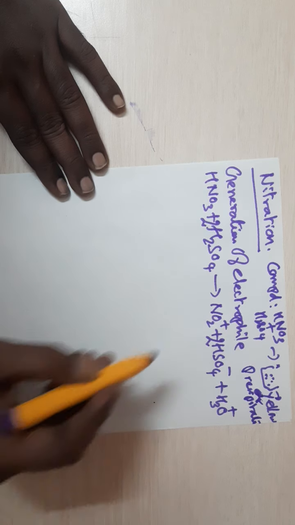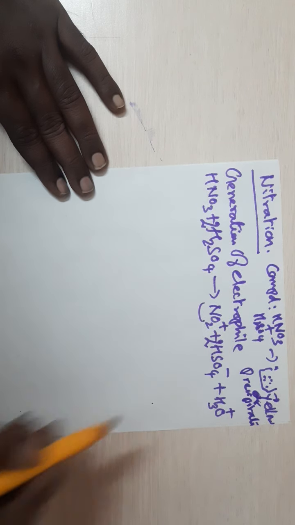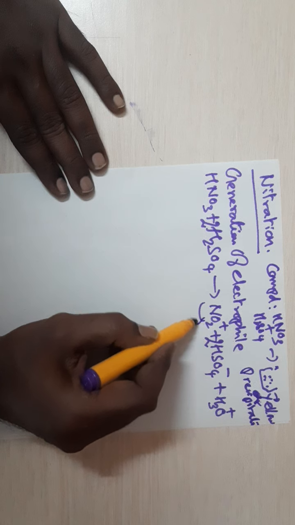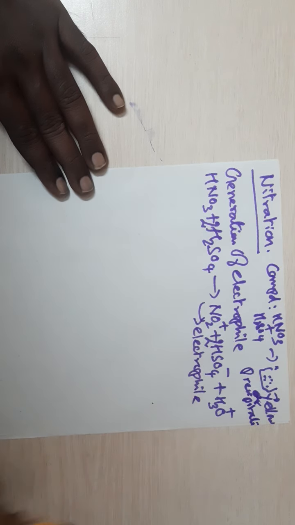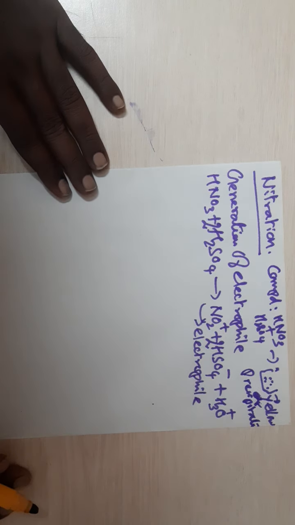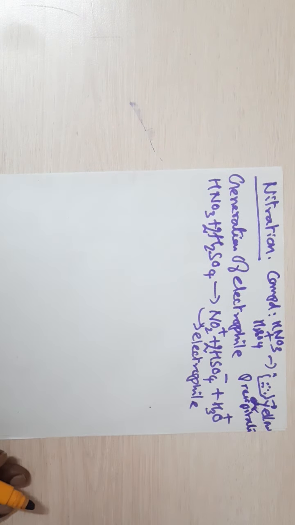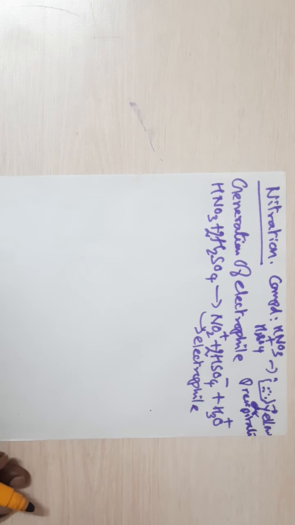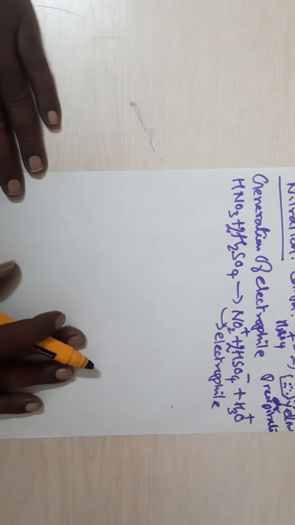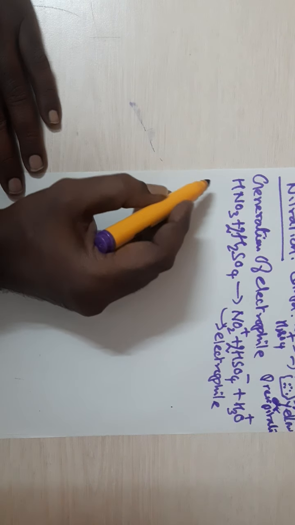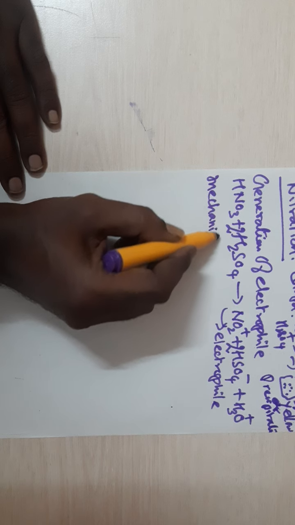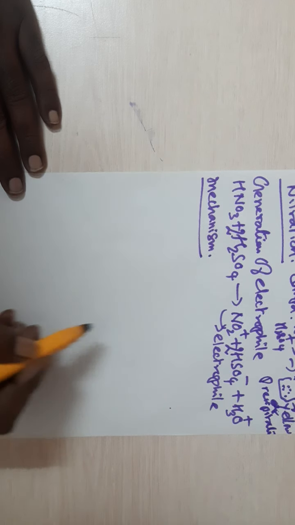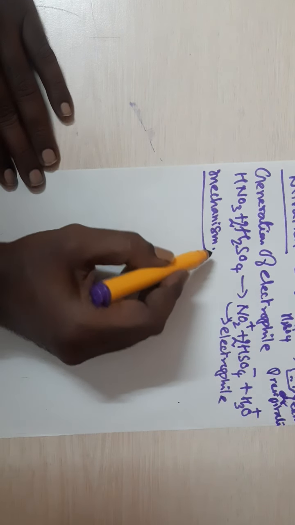So this NO2+, nitro group with a positive charge, acts as the electrophile, that is the attacking species in the nitration reaction. NO2+ has a positive charge. It acts as the attacking species. So, let us write the mechanism. The mechanism involves two steps.